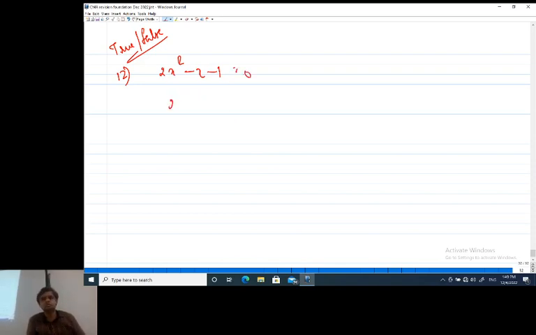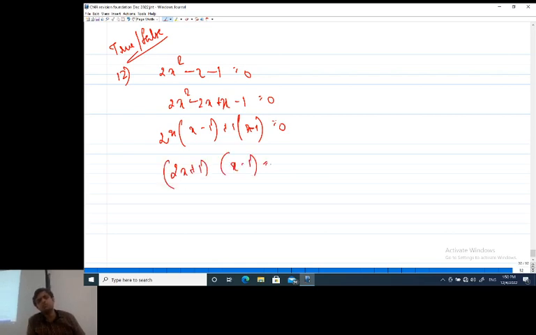Two ones are 2. So 2x squared minus 2x plus x minus 1 equal to 0. Taking x common, if I take 2x common, what comes? 2x into x minus 1 plus 1 into x minus 1 equal to 0. So 2x plus 1 times x minus 1 equal to 0. That is one side. Now come to this side.